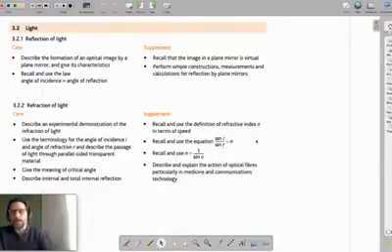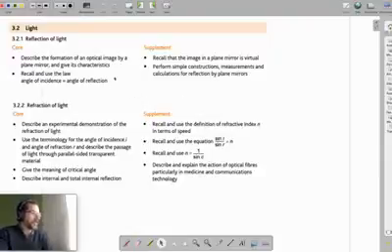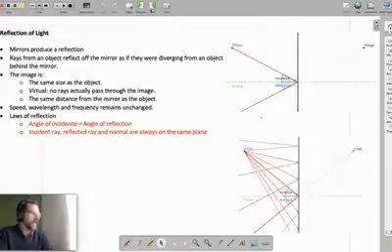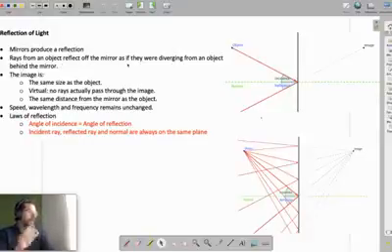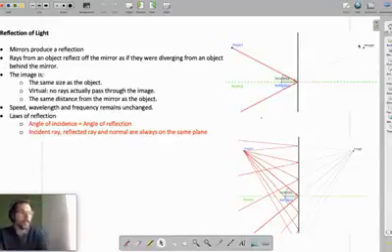So this is what the IGCSE syllabus asks the students to know. This is a copy from the syllabus of the IGCSE. And to summarize the idea behind the reflection of light, we will say that every mirror produces a reflection, okay? Rays from an object are reflected off the mirror as if they were diverging from an object behind the mirror. That's it. We call that the image of the object.